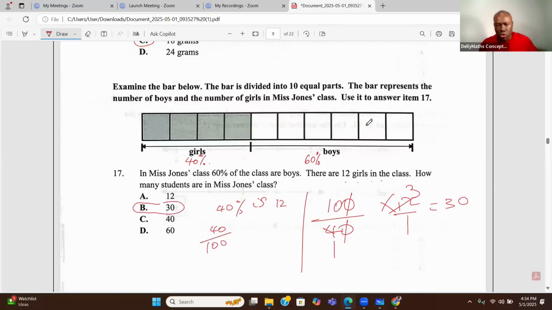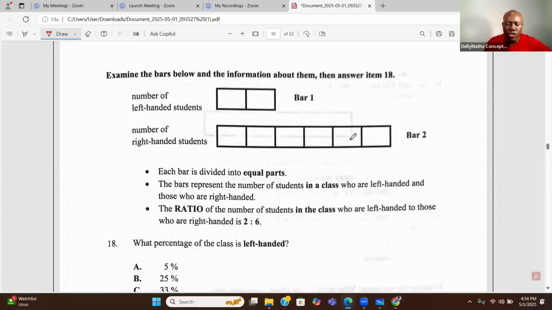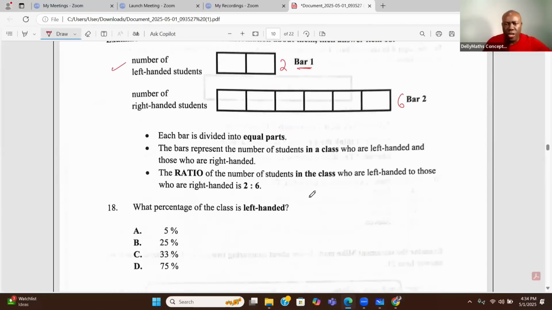All right, let's go to question 18. So for question 18, it says examine the bars below. All right, let's look. So we have left-handed students, we're looking at the bars. Right-handed students, we're looking at the bars. I'm seeing 2, I'm seeing 6. So right there, we're seeing each bar is divided equally. The bars represent the number of students in each. All right, good. The ratio is 2 to 6. Good. What percentage of the class is left-handed?